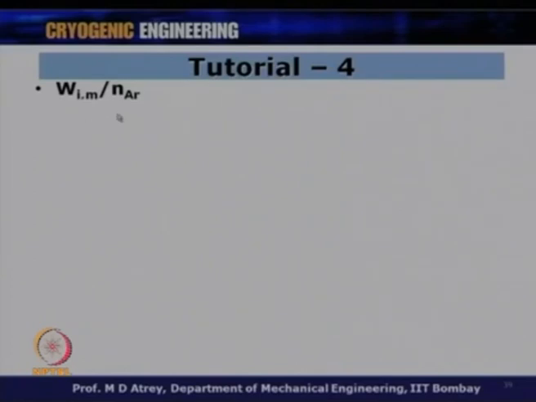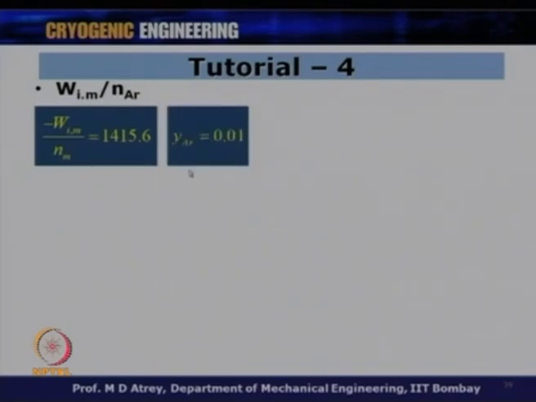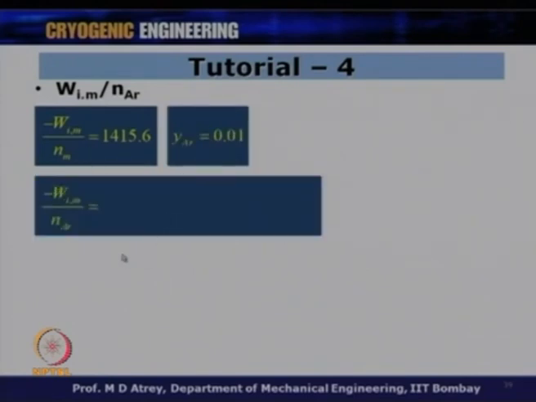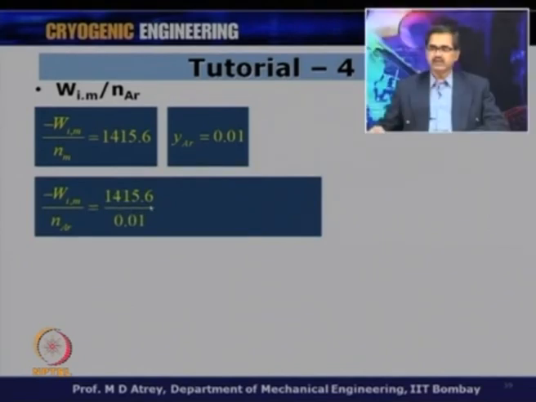Now, I want to represent the same thing as per mole of argon. So, work of separation of mixture per mole of argon is: divide this by the molar fraction of argon, as we have seen earlier. So, which is 1415.6 divided by 0.01, and suddenly this value will be very high, because the molar fraction of argon is very small, 0.01. So, work of separation of mixture per mole of argon is going to be a huge quantity, 141560 joule per mole of argon, because the molar fraction of argon is very small, all right, and therefore, this division gives a very large number, a big number.